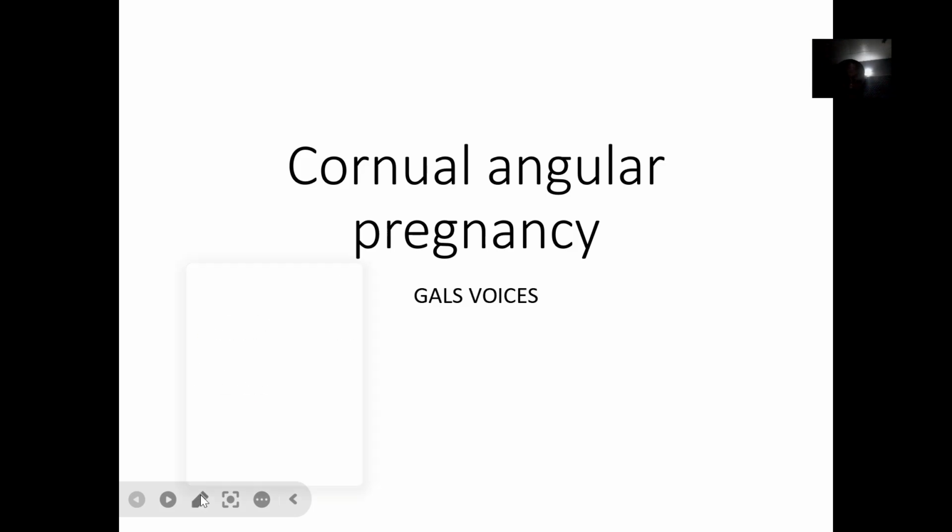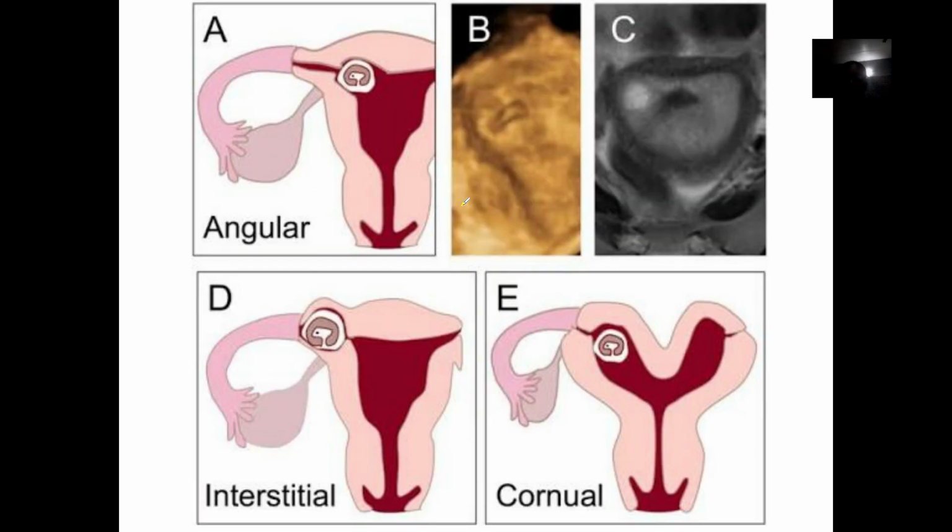We'll talk about another type of ectopic pregnancy. Now, some people use the names interchangeably, while some people actually say cornual and angular pregnancy. What this simply means is the embryo is not implanting in the endometrium, but is rather implanting high up here in this angle. Do you understand?